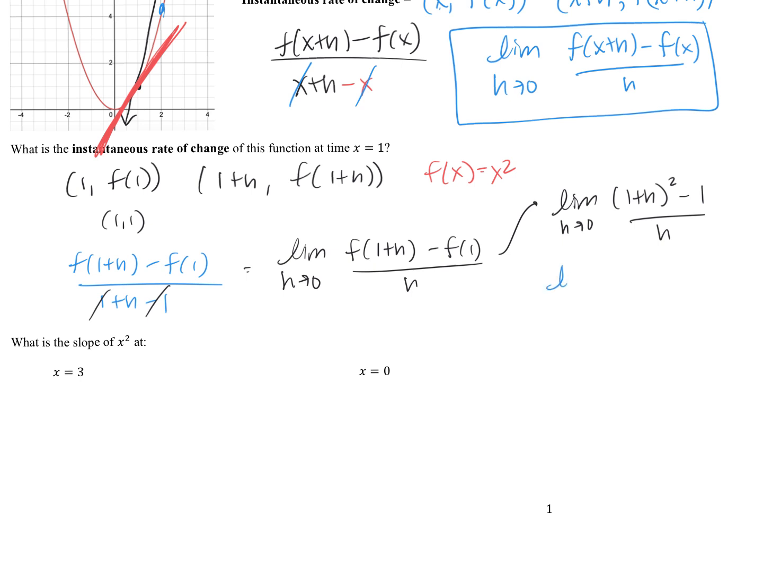Okay. What is 1 plus h squared? 1 plus h times 1 plus h, and maybe you need to write that out. 1 plus h times 1 plus h. 1 plus 2h plus h squared. I got to bring down this minus 1, still all over h.